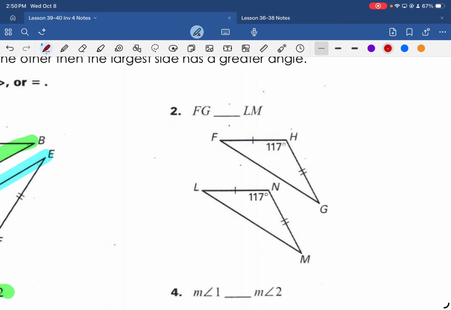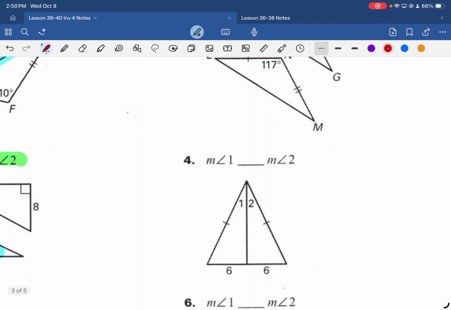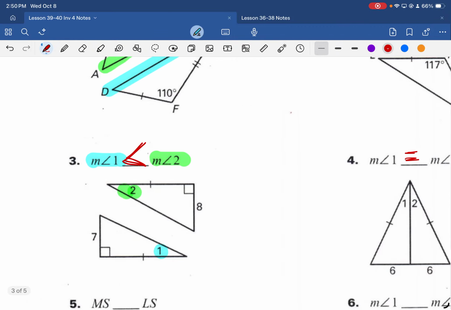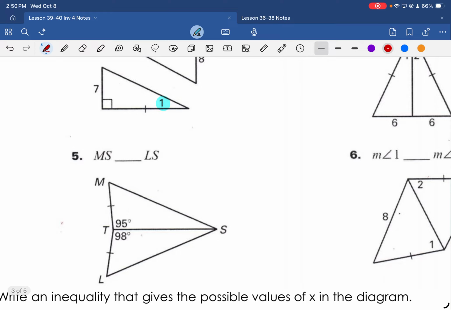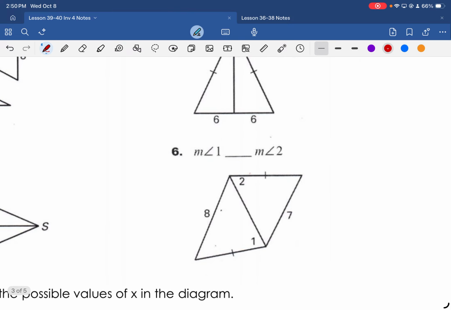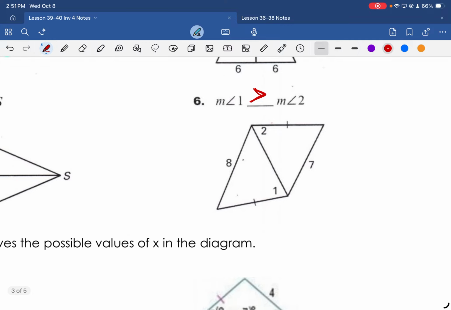Logan, what'd you get for number 2? Number 2 got equal. Harper, what'd you get for 4? Equal. Kellen, what'd you get for 5? LS is greater. Gabby, what'd you get for 6? Did I rush you? I'm sorry. I'll wait. You tell me whenever you get number 6. I'm highlighting. I see that. I love it. It's very visual. Angle 1 is greater than. Yes, angle 1 is greater because it has the 8 versus the 7.